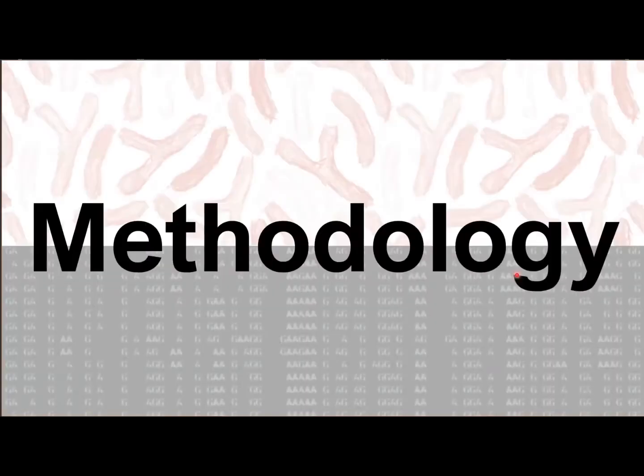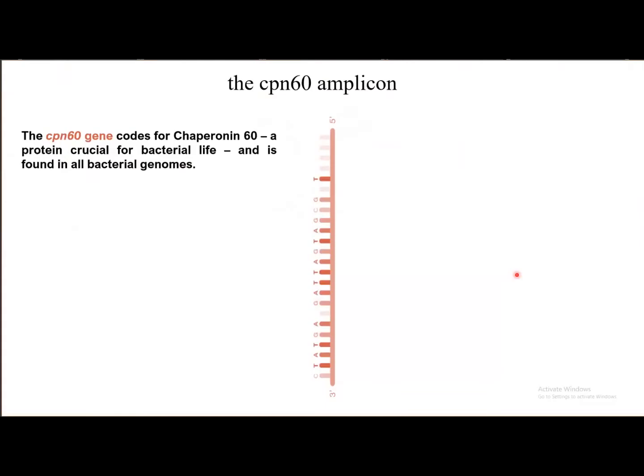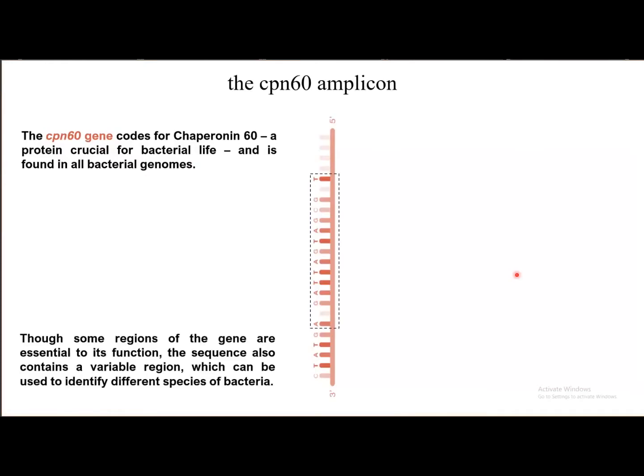So how did I test this? Well, I had to use a method called amplicon sequencing. And that's where my other supervisor, Dr. Janet Hill, comes in. She basically taught me all about this. The amplicon that I use to do this is a thing called CPN60. So CPN60 is a gene. It codes for chaperonin 60, which is a heat shock protein. Basically, all bacteria need it to be a functioning cell. You can't get away with it.